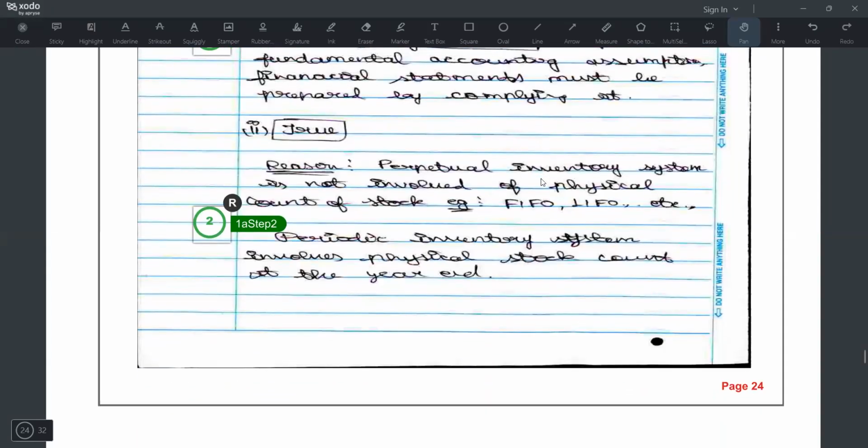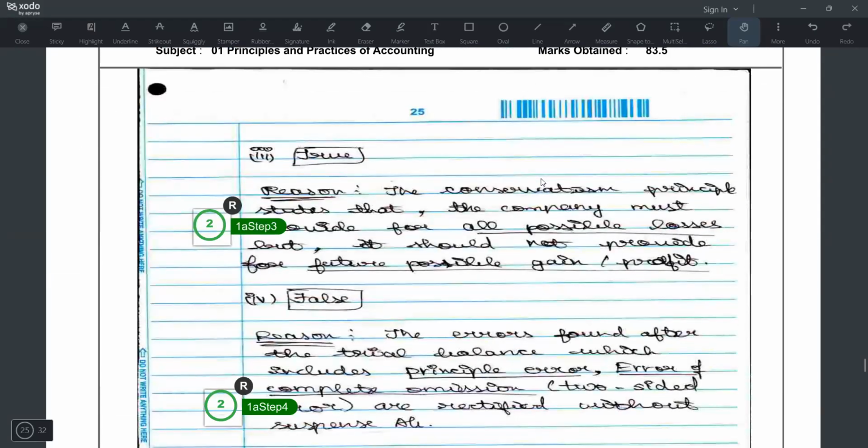True or false? What is the second question? It is true. He has done it with a good explanation. And question number three, you take a lot of pages. You are paying for it.